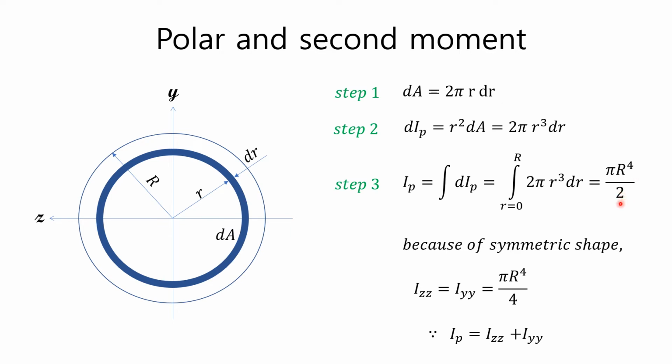Because of the symmetric shape, Iz equals Iy, which equals pi r to the 4 over 4, because Ip equals Iz plus Iy.